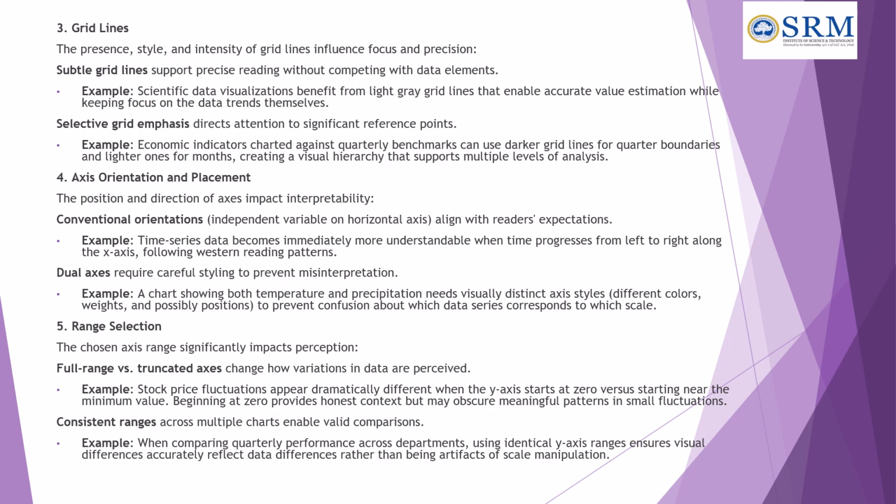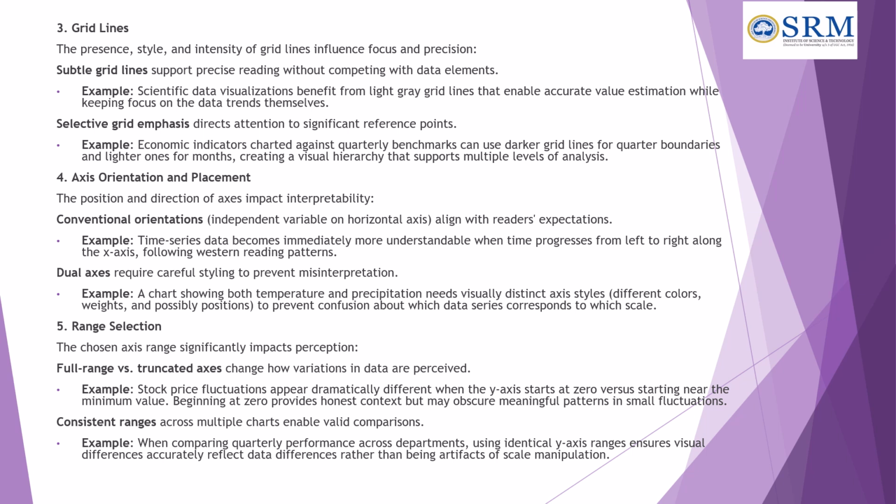Beyond scales and tick marks, other axis style choices also shape how clearly data is understood. First, grid lines help with precision. Light, subtle lines guide the eye without overpowering the chart, while darker lines can highlight key reference points like quarterly benchmarks in economic charts. Second, axis orientation and placement matter. Most users expect time to move left to right on the x-axis, which matches reading habits. Dual axis, like for temperature and rainfall, must be styled carefully with different colors or positions to avoid confusion.